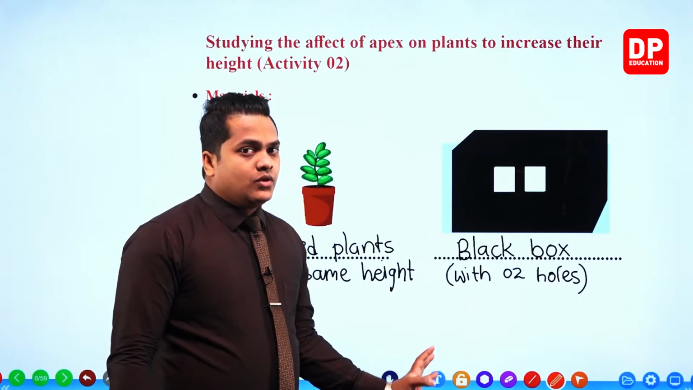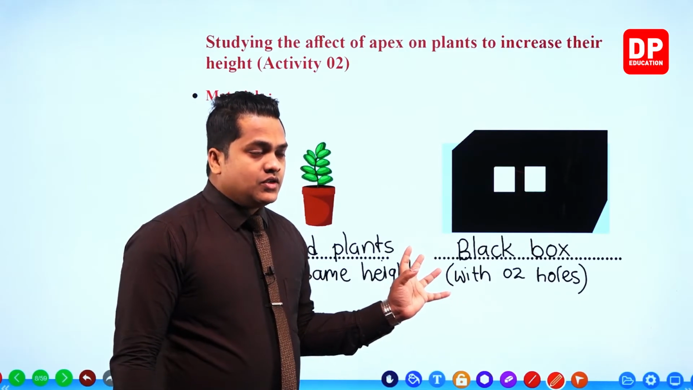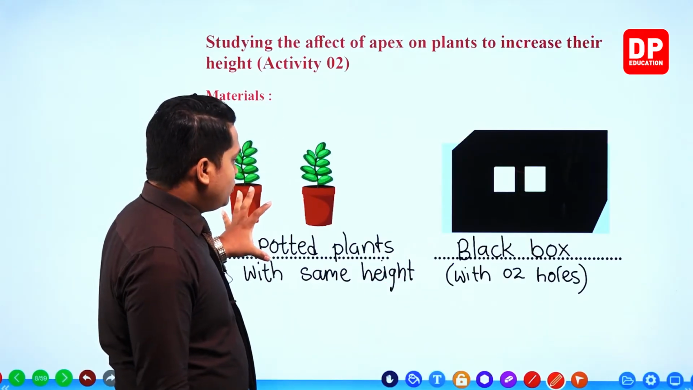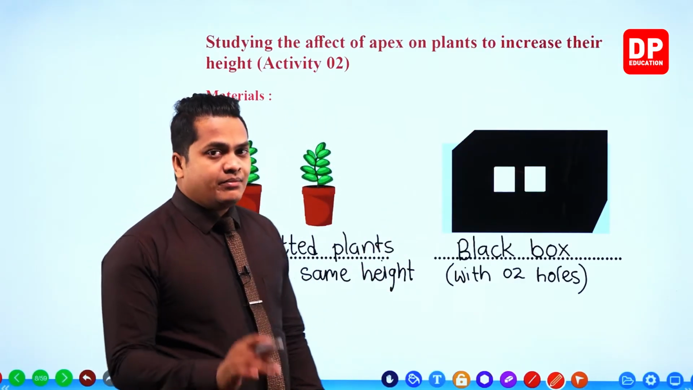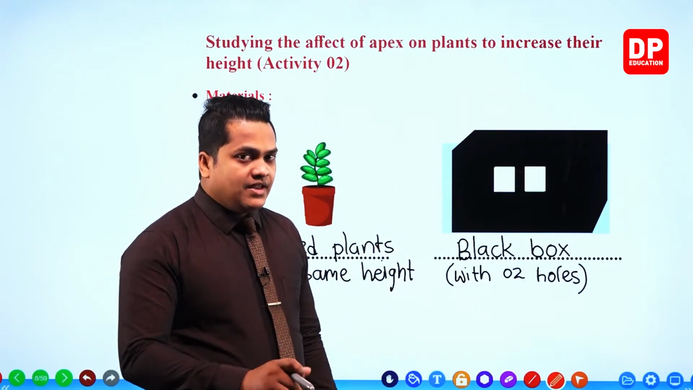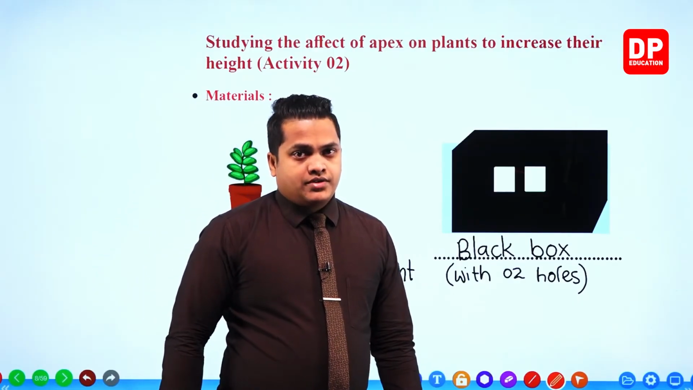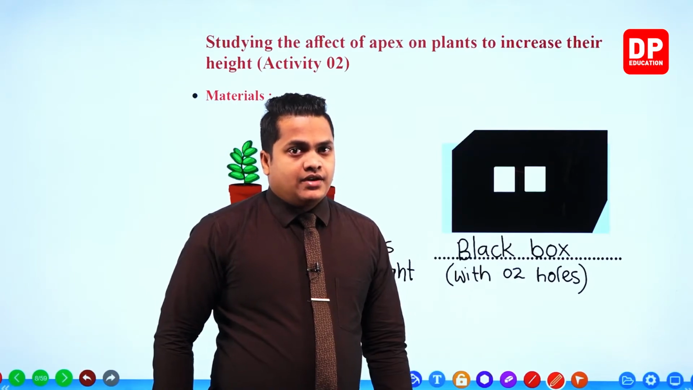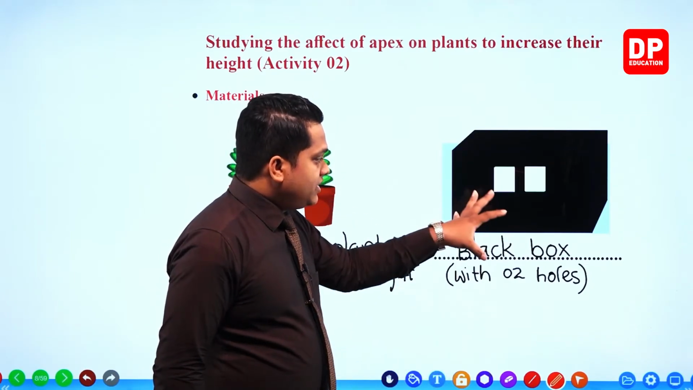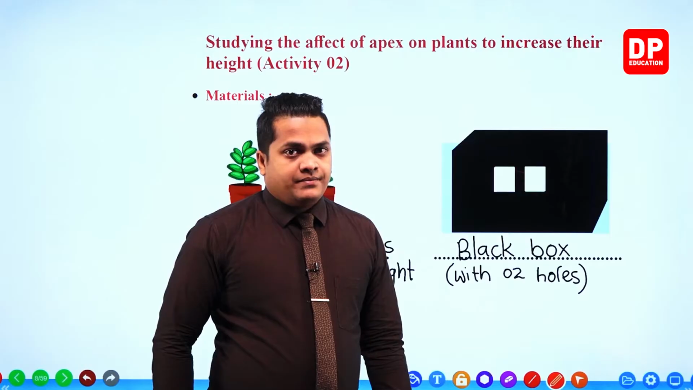The way of doing this experiment is very simple once again. You have to keep these 2 plants inside the black box. But before that, like in the previous activity, you have to cut off the apex of one plant. Cut off the apex of one plant and keep the 2 plants within the black box. So this is our activity.